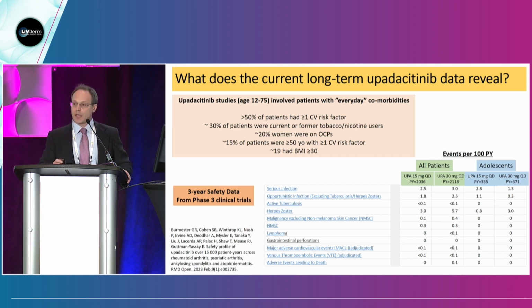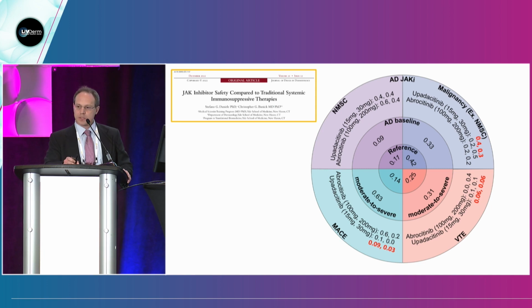Now, with this adolescent data, I don't want to leave out abrocitinib because something happened while we're here at the South Beach Symposium. Abrocitinib was just approved down to age 12. So now both upadacitinib and abrocitinib are approved down to age 12. Why? Look at the adolescent data. This data from upadacitinib is on par with abrocitinib for adolescents. But what this speaks towards is safety.